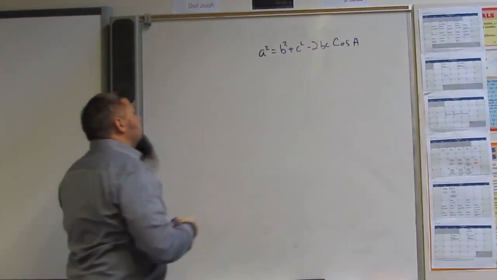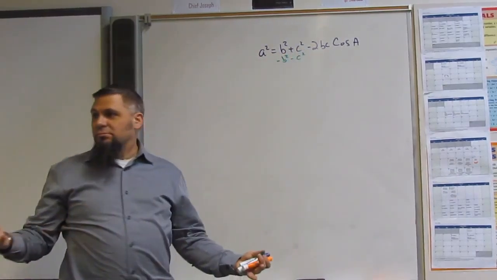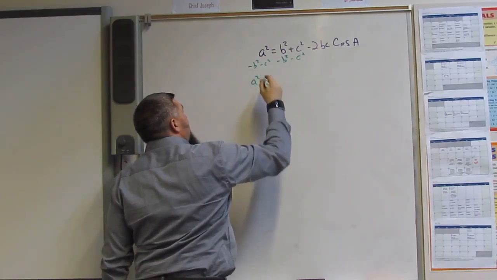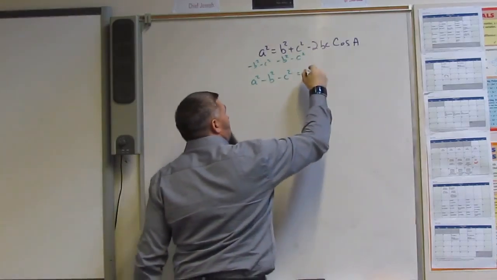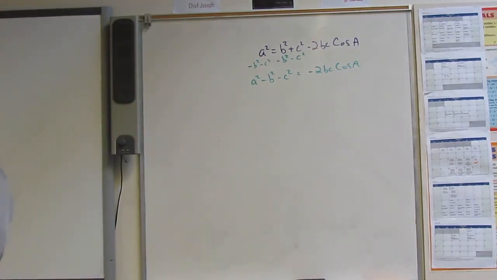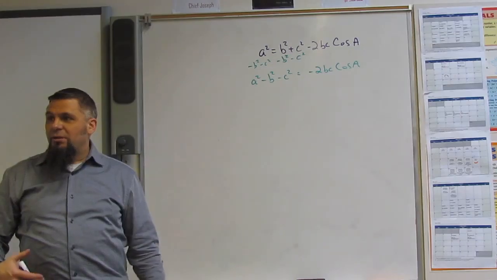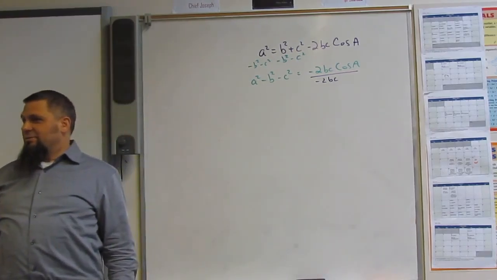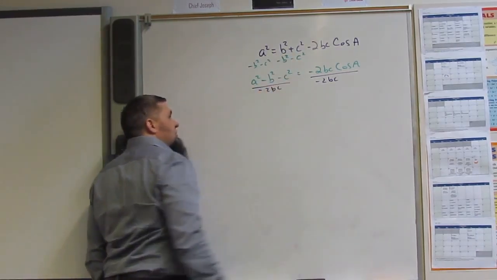Okay? Alright. So I'm just going to move these over. Minus b squared minus c squared. So a squared minus b squared minus c squared is equal to negative 2bc cosine A. Okay? That's cool. Now what? Divide by negative 2bc, right? Get cosine A alone. Divide by negative 2bc. This is genius.